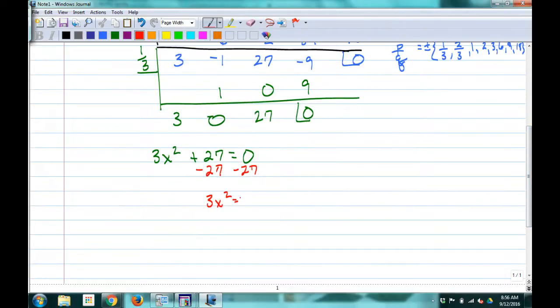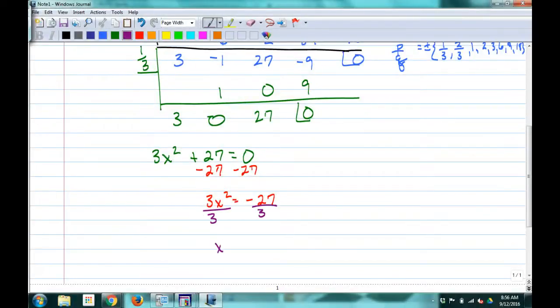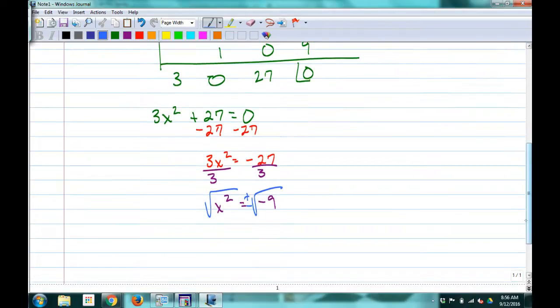3x squared is equal to negative 27. I'm going to divide by 3. Negative 9. And then I'm going to take the square root of each side. Don't forget the plus or minus always goes in front of the square root if you put it into the problem. I'm the one that put it in there, so I've got to put plus or minus in there. Plus or minus 3i would be the way that we normally write that. So our zeros are x equals negative 2, 1/3, and plus or minus 3i.